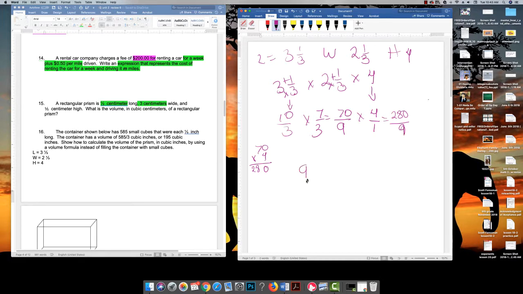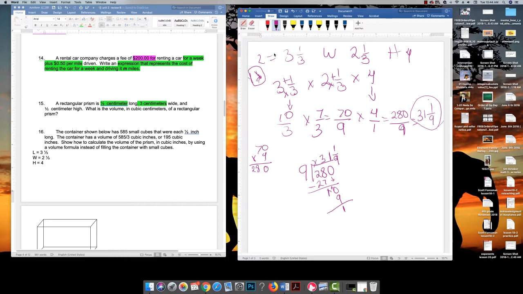So I'm going to divide. 9 into 28. Can 9 go into 2? No. Can it go into 28? Yes, 3 times, because 9 times 3 is 27. 28 minus 27 is 1. Bring down your 0. Can 9 go into 10? Yes, 1 time only. 10 minus 9 is 1. So my answer is 31 and 1/9. That is my answer for problem number 16.